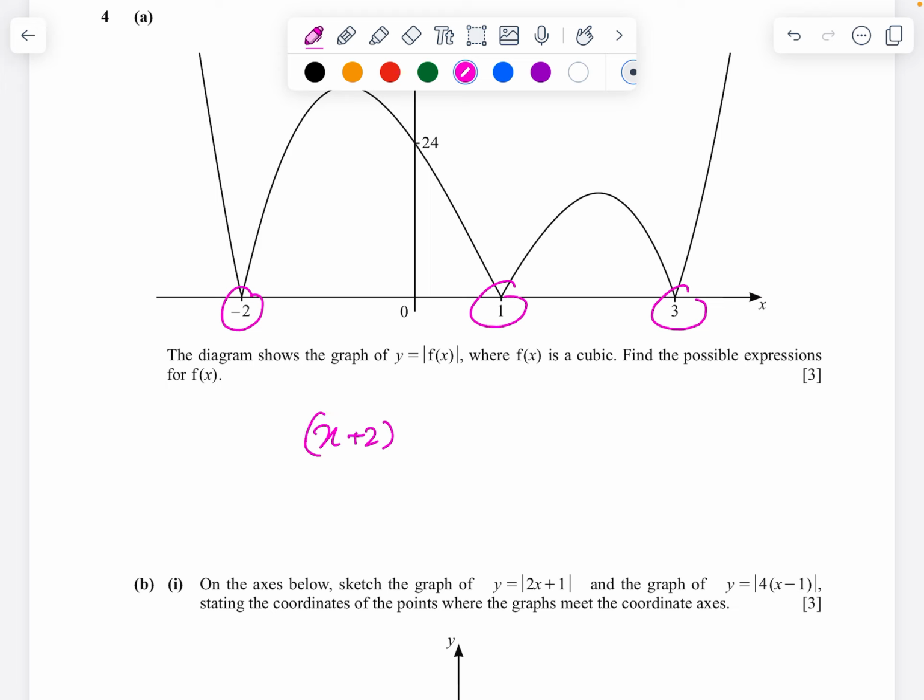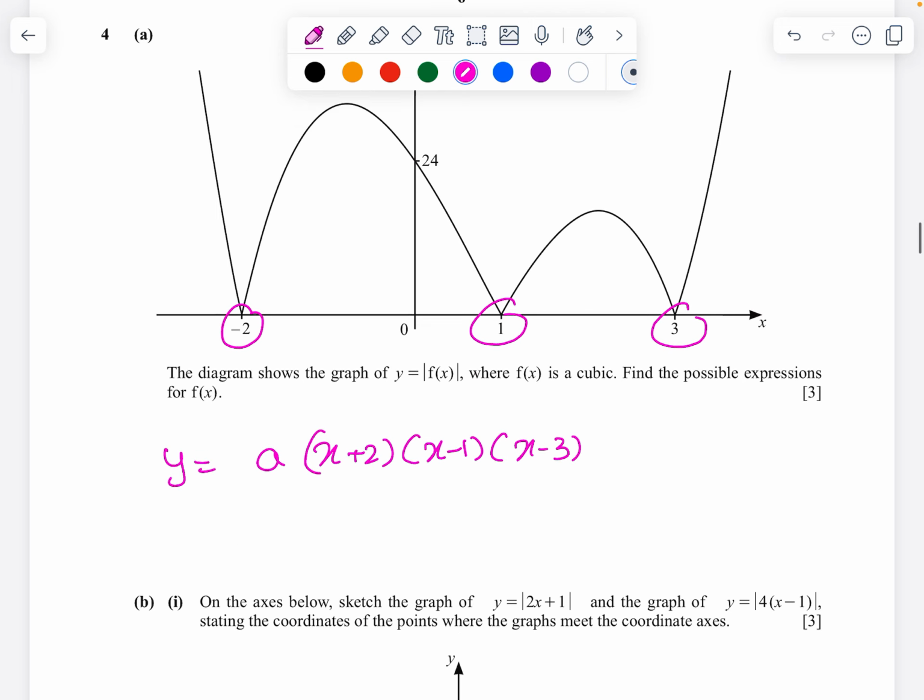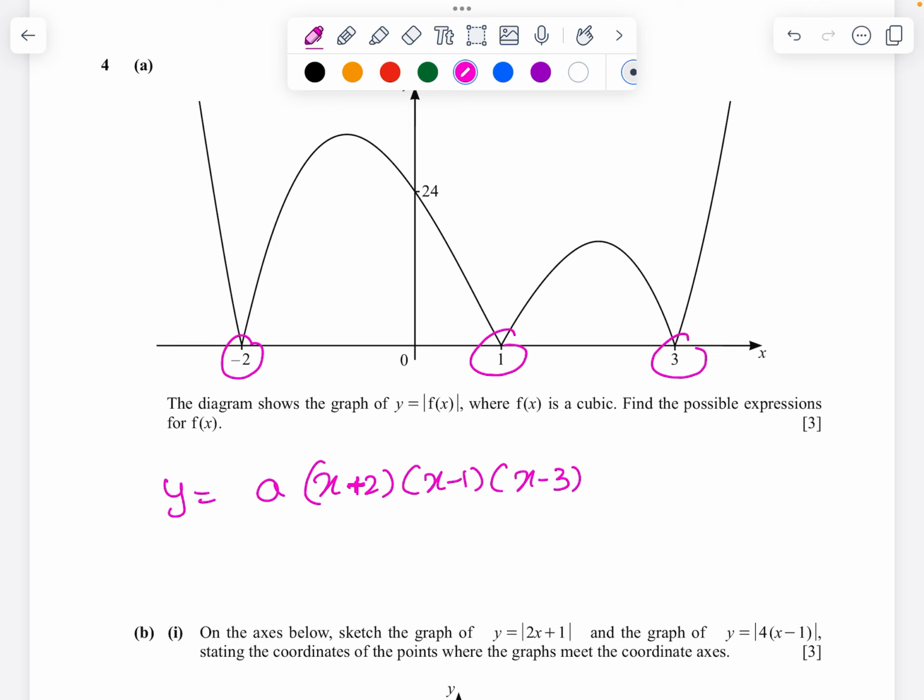then x minus 1 and x minus 3. So y equals a times. We don't know what is the value of a. For that, what am I going to do? I am going to take this point. What is this point? This point is x is 0 and y is 24.